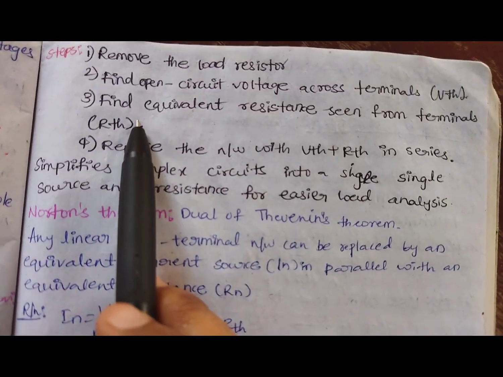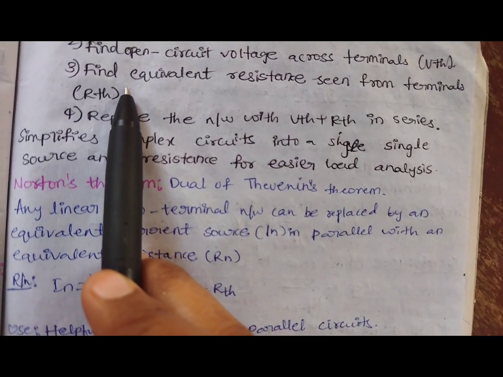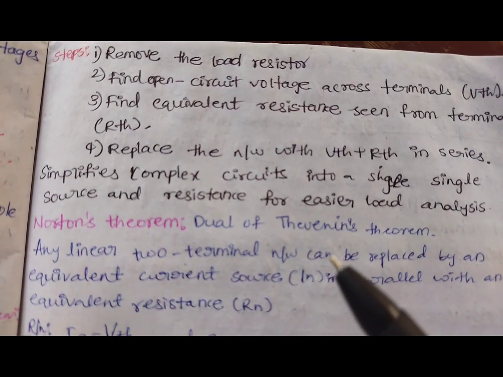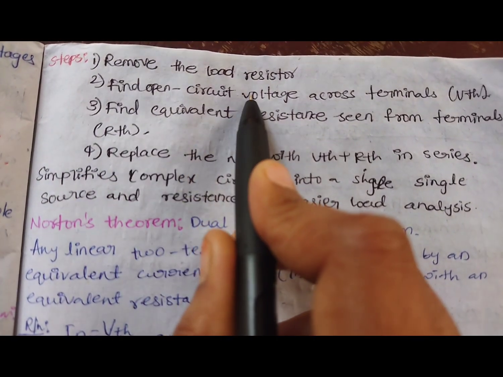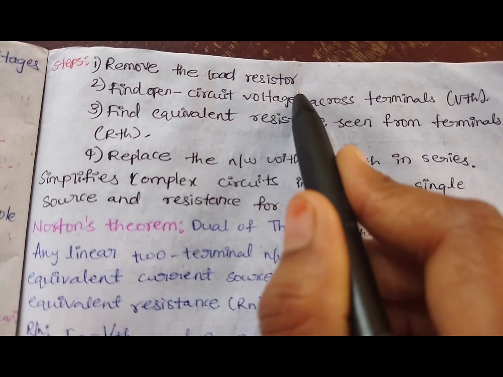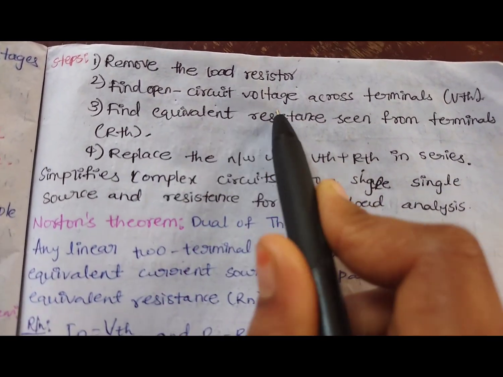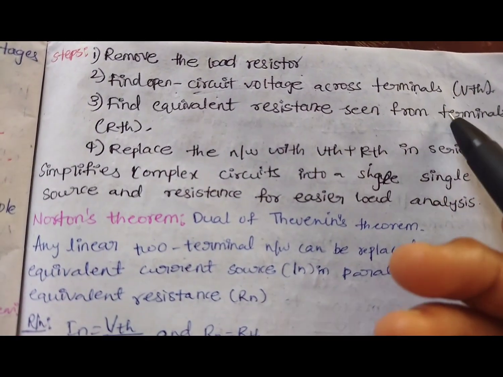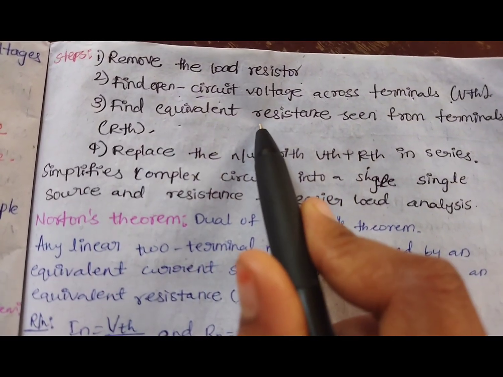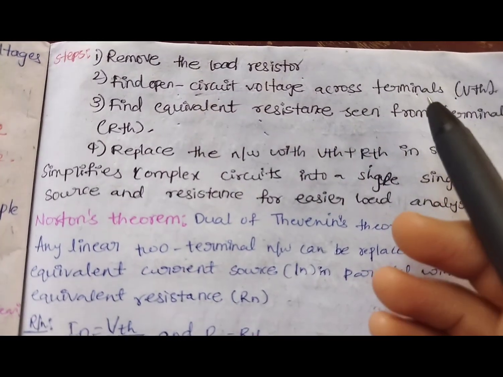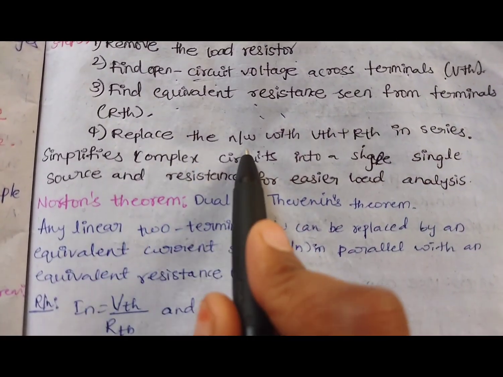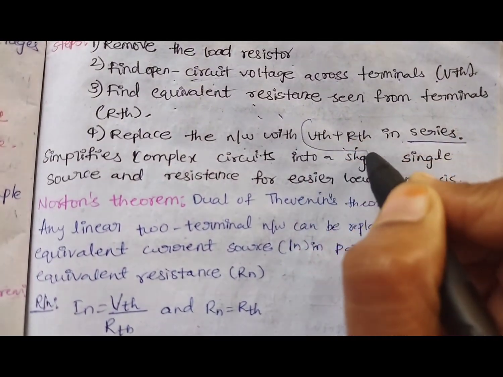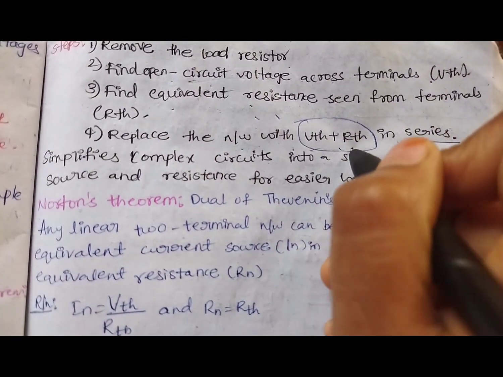These are the steps for Thevenin's theorem. For a given problem, just write the steps and explain it in circuit format. For attempting this, you will get 7 to 8 marks. First, remove the load resistance in the diagram. Find the open circuit voltage across the terminals, VTH. Then find the equivalent resistance by using the formula, RTH. Then replace the network with VTH and RTH in series. If the connection is a series combination, you replace these terminals with VTH plus RTH.